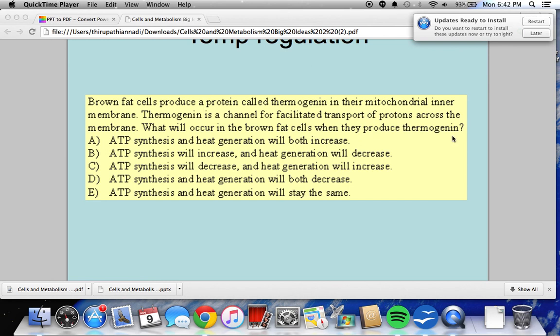Again, thermogenin is going to stop the last step from happening, because you know how the hydrogen ion goes outside and comes back inside. This is going to provide other exits for the hydrogen ions to go to, and the hydrogen ions are not going to want to come back in because they all want to go outside through these channels. So ATP synthesis will decrease, and because ATP synthesis decreases, all the energy from the other steps needs to go somewhere. So it's going to be released as heat, and heat generation is going to increase. So the answer to that question is C.